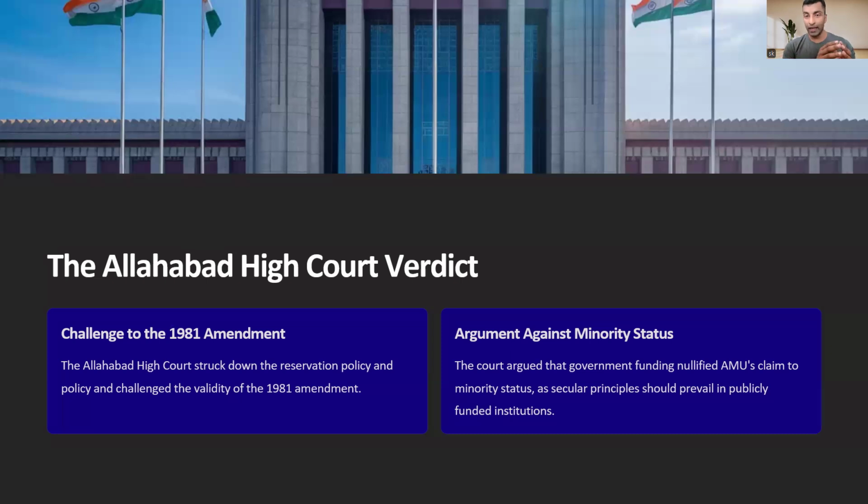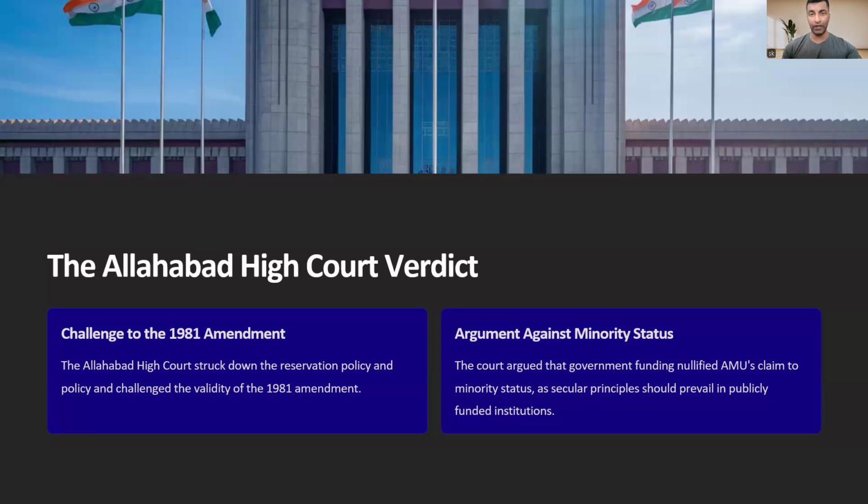Okay, so when you are getting government funding, your claim of minority status has been nullified. Looking at the argument against the minority status, the court held that government funding implies secular governance. When you're getting funding from the government, it inherently means secular governance, and religion-based preferences or reservations in admission could conflict with India's secular values.